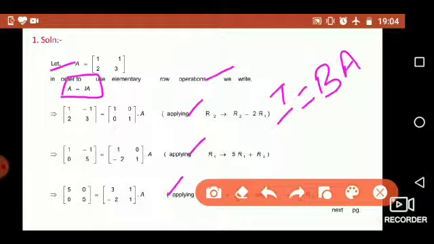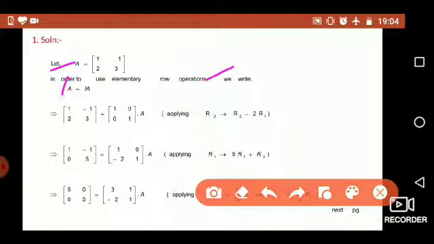Now, let me use the row operations to the equation given above. Let me replace A by the given matrix 1 minus 1 2 3 is equal to the identity matrix 1 0 0 1 into A.